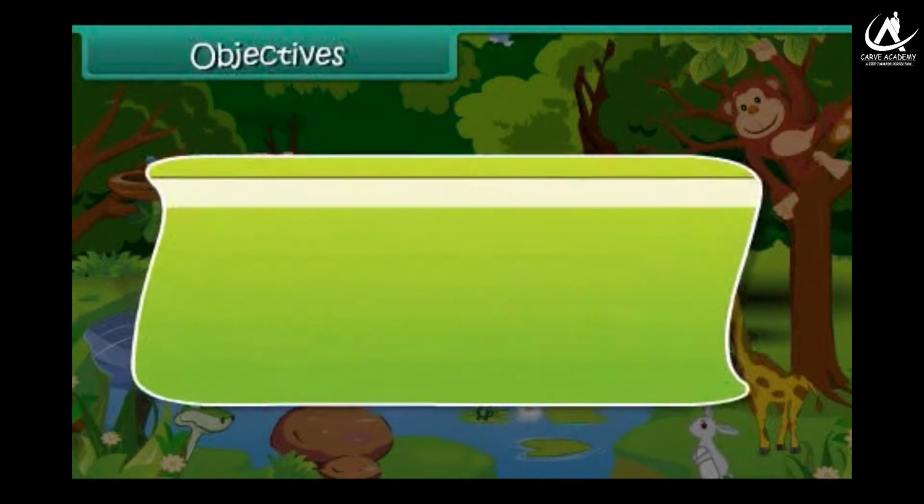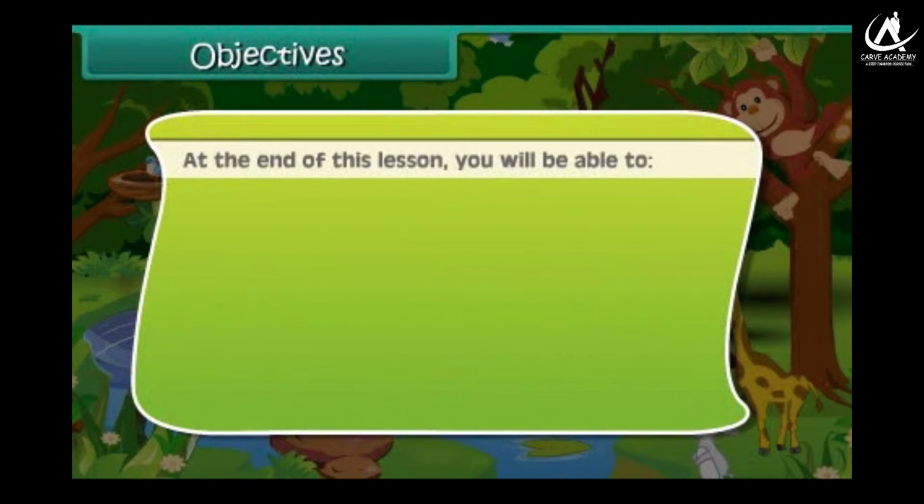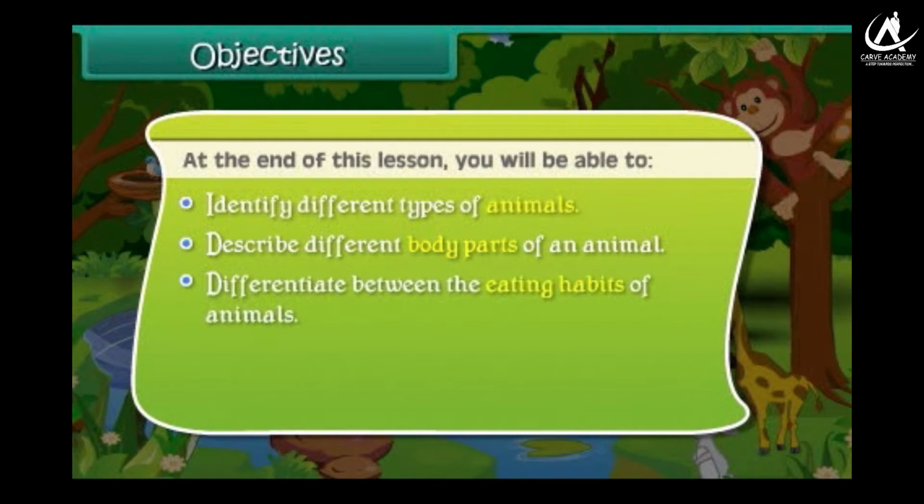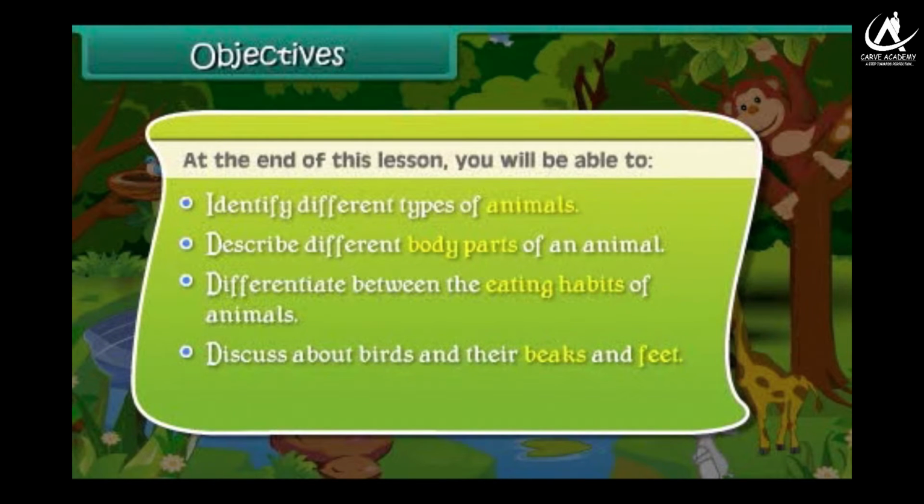Objectives. At the end of this lesson, you will be able to identify different types of animals, describe different body parts of an animal, differentiate between the eating habits of animals, discuss birds, their beaks, and their feet. Define the food chain.